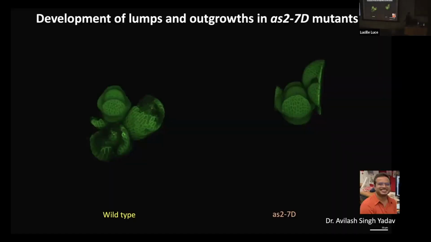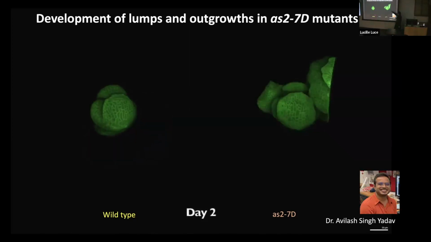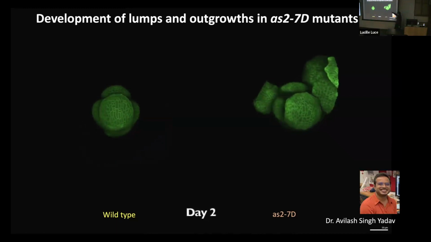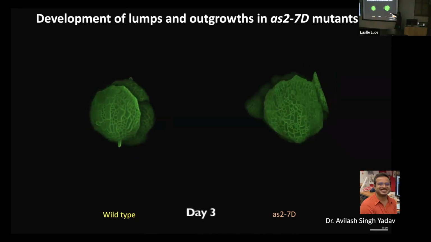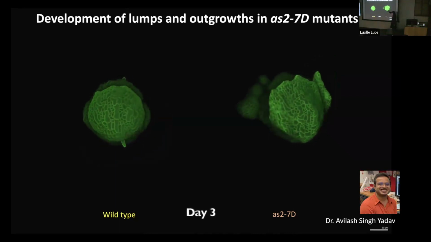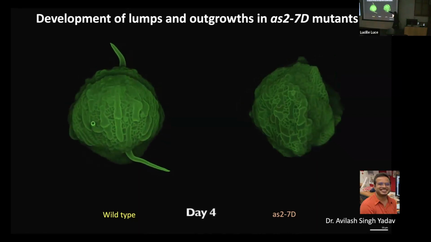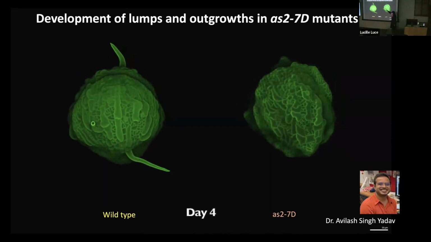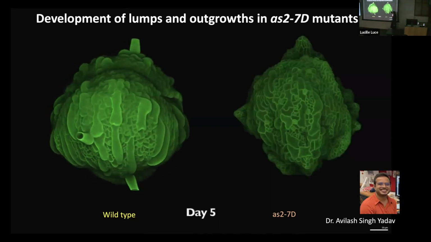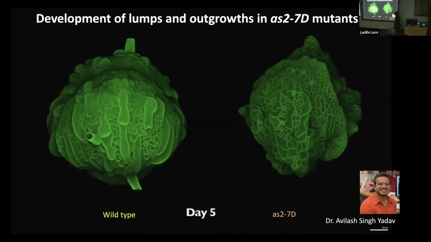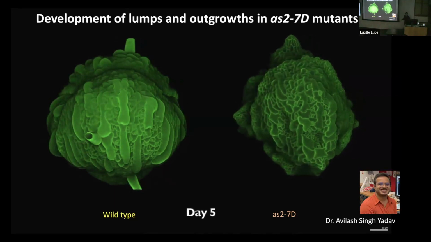So Abhilash live imaged these to see what's going on. And so you've got wild type, you can see it starts off smooth. AS2-7D starts off smooth. Here, wild type's still smooth. AS2-7 still smooth in day 2. Here you can see wild type still smooth, and AS2-7 has this lump right here, and you can start seeing the creases on each side. You see it gets more complex. We've got these indentations, and we've got these outgrowths forming. So very, very complicated shape, okay?